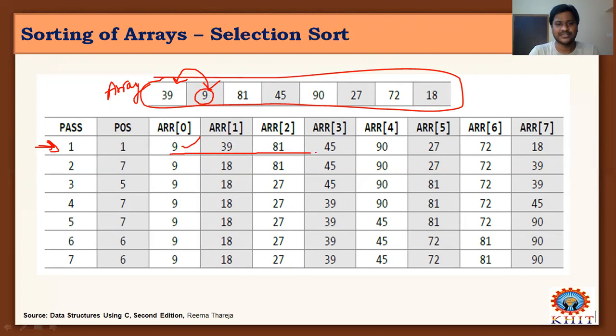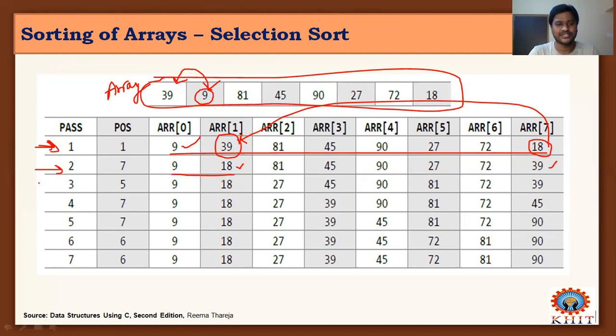And in these elements, what is the next smallest element? The next smallest element is 18. And this 18 should be brought to the second index position, that is this one. So 18 and 39 will swap. So see here in this second pass, 18 will come here and 39 will go to this position, right? These two positions are sorted now.